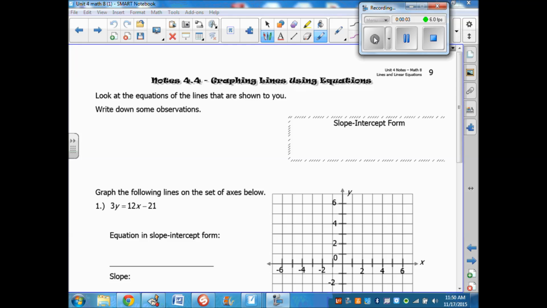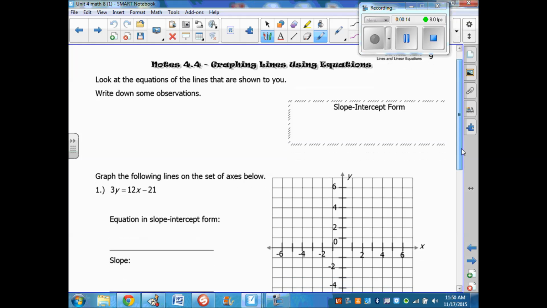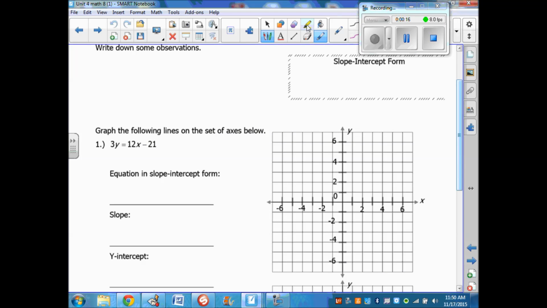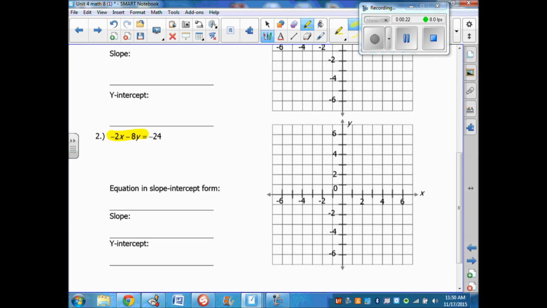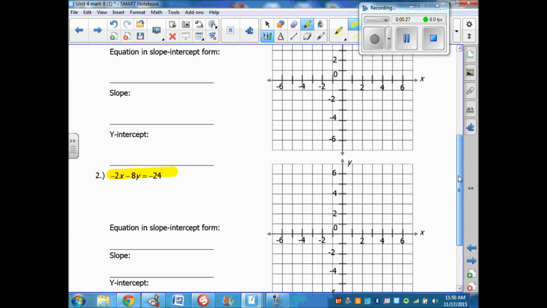Notes 4.4, graphing lines using equations. It says, look at the equations of the lines that are shown to you. Write down some observations. So what are the lines I'm asking you to look at? Let's take a look at, I'll highlight them. So let's look at this equation in number 1. And let's look at that equation in number 2. So those are the two equations that you're looking at.